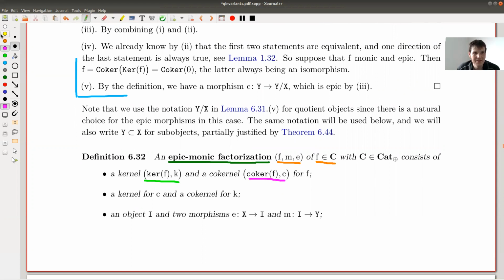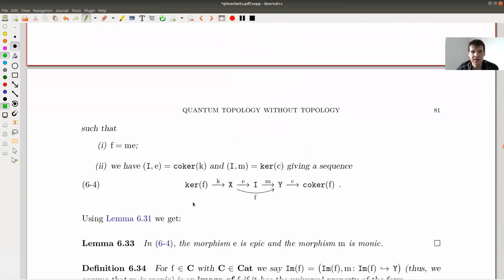And it's very complicated. You also need, well, it's not very complicated. You will see it in the example. You also need a kernel for this map, and you need a co-kernel for this map. Okay, let's ignore that for a while. You will see it in a diagram in a second. The point is, you have two morphisms, E and M, my monic and my epic morphisms that factor through a certain given object I in the following sense.